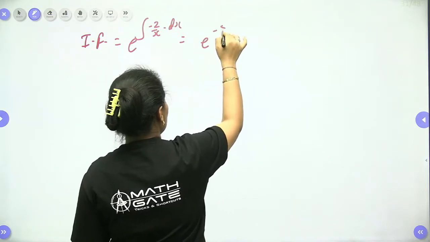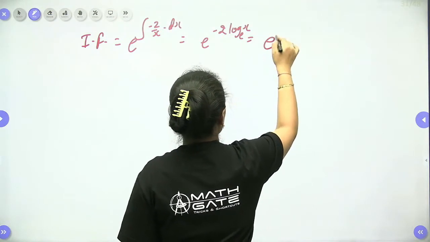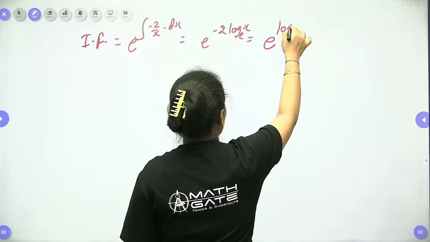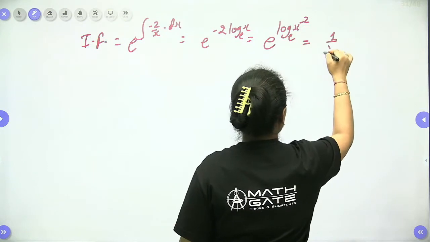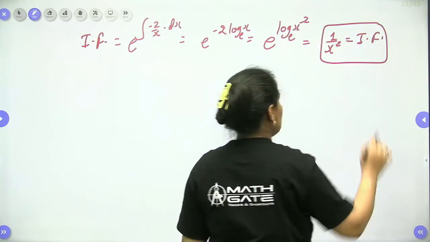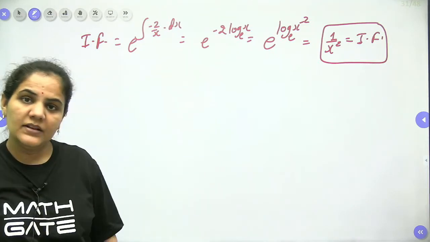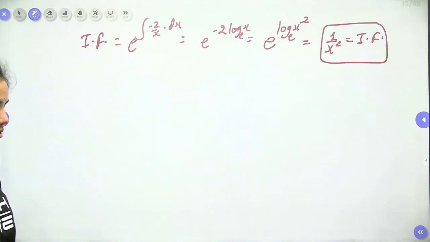Let's approach it. It will be minus 2 into log x to the base e. That is e to the power log of x to the power minus 2. Hence it will be 1 by x square only. So you will get finally the integrating factor as 1 by x square, guys. Is it clear? So finally the integrating factor is 1 by x square.